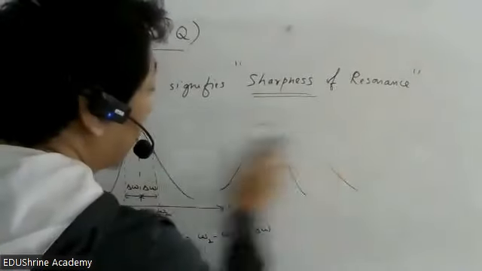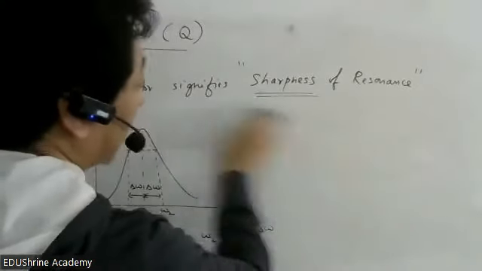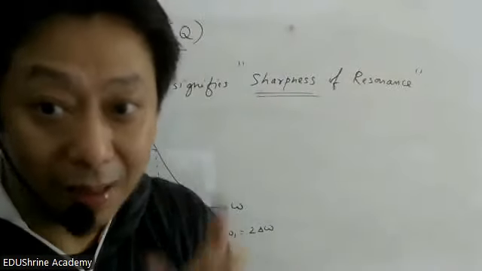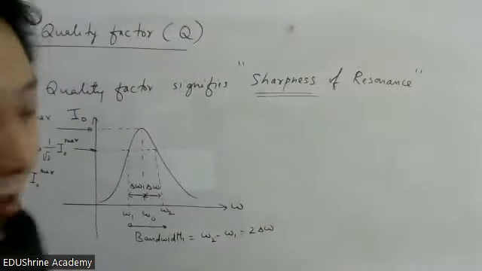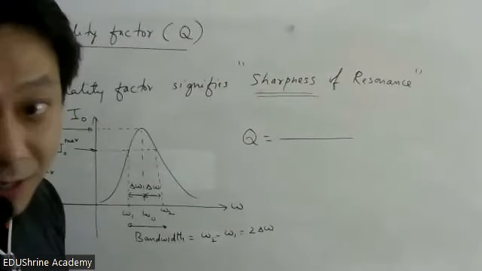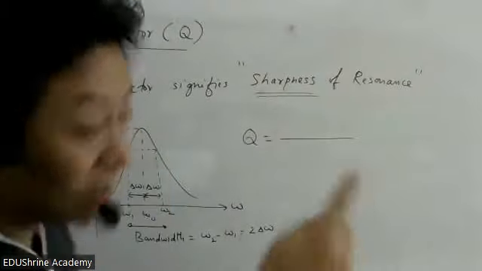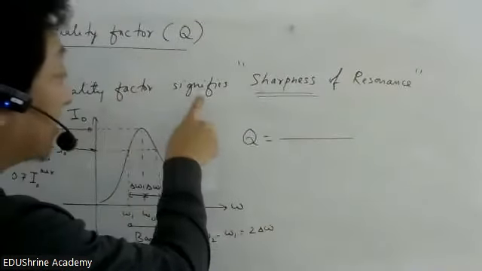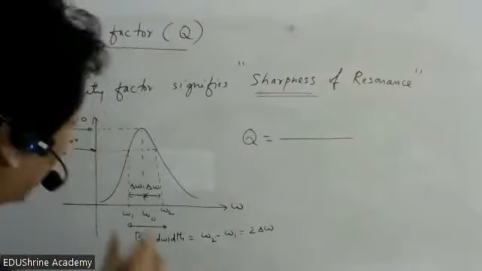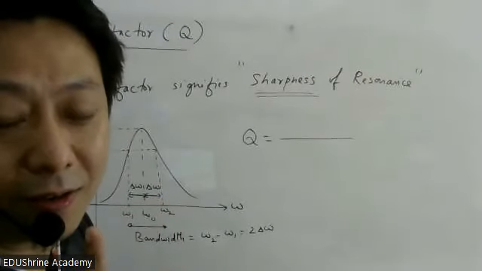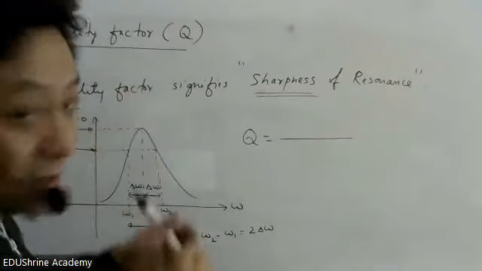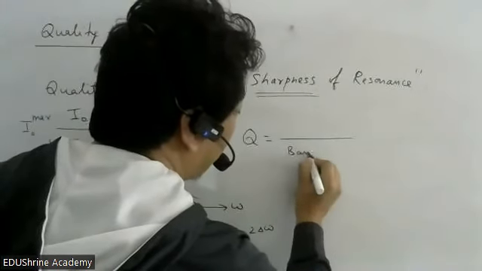Again, students, why are we trying to do all this? So that mathematically we can give a quantity that will describe sharpness of resonance. And that quantity is called quality factor. So in the formula of quality factor, where do you want bandwidth? Remember, if quality factor is more, sharpness should be more, because quality factor signifies sharpness. Now, where will you put bandwidth? Numerator or denominator? Denominator. Very good. Because if bandwidth is small, your resonance will be sharp. Right? So you will put bandwidth in the denominator.